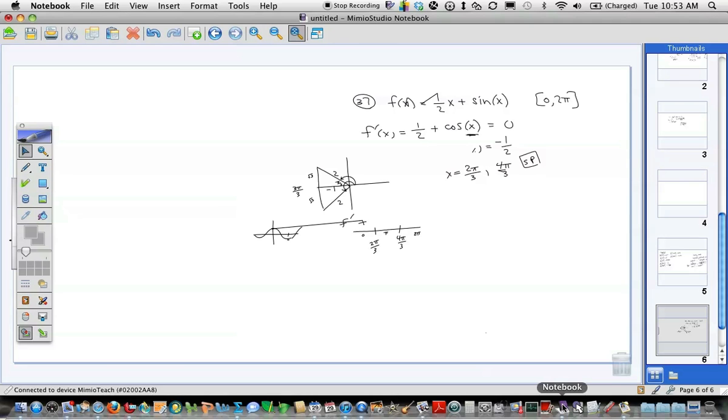Cosine of pi is right here, negative 1. Okay? Plus a half, that's negative. 2 pi, cosine of 2 pi is back at 1 again. So we're back at a positive. So that number line now has told me all kinds of stuff.